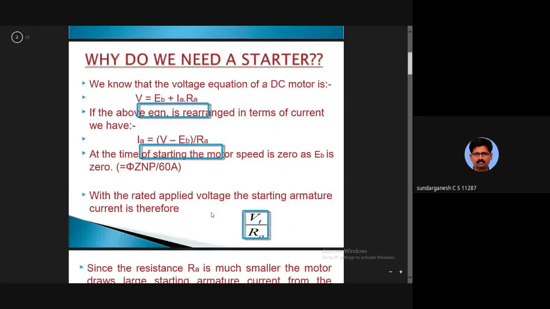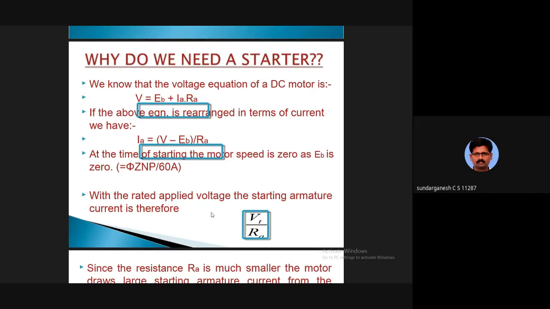The voltage equation of a DC motor, we know that. We are applying a voltage V. Some power is converted into mechanical power, and some power is wasted in the armature. So V is equal to EB, where EB is the back EMF, which corresponds to the mechanical power developed, plus IaRa, the power wasted in the armature. So V equals EB plus IaRa. This is the equation for a DC motor.